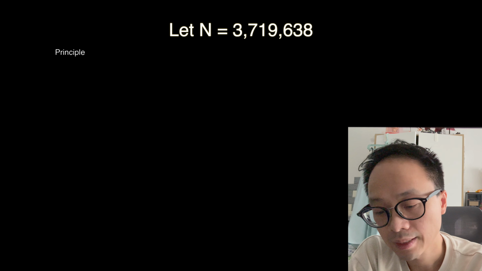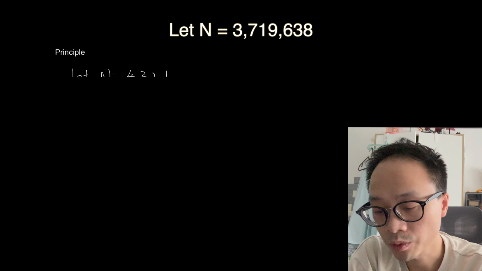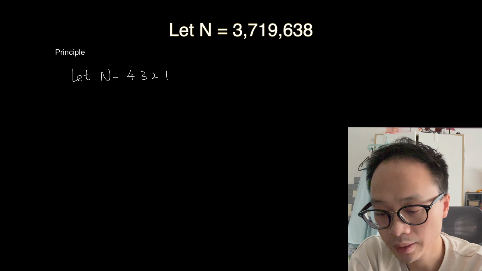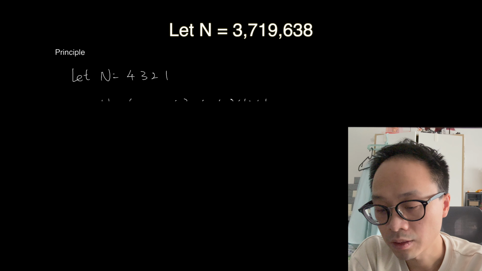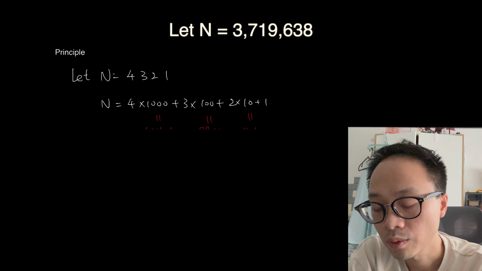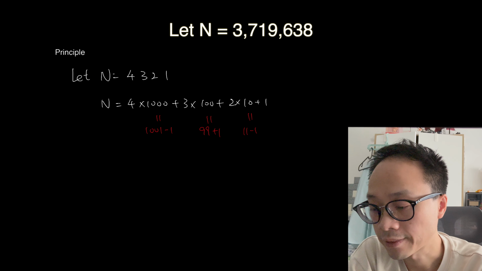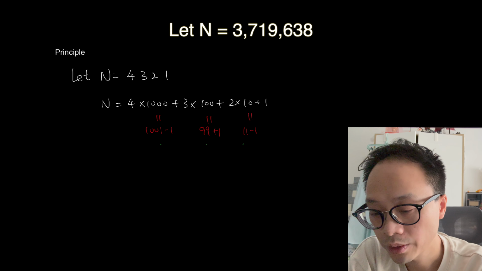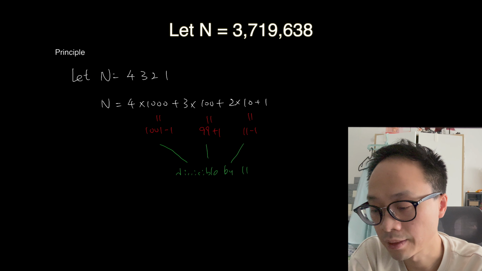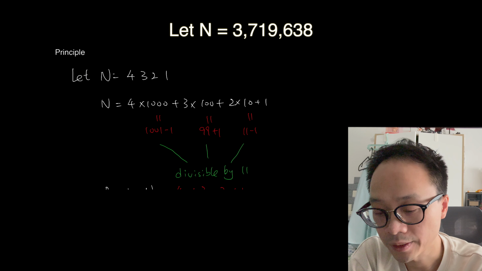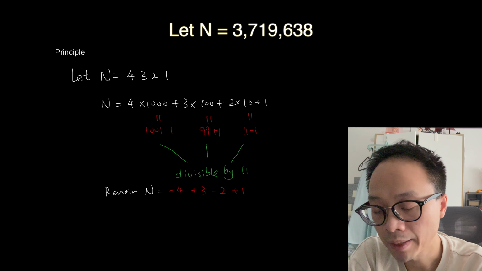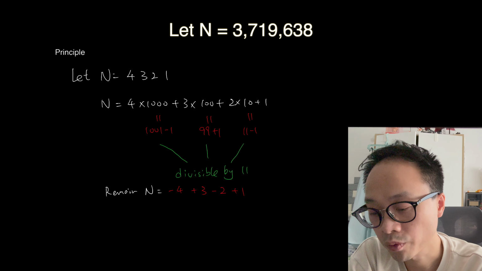Why does this work? Let's say a number is equal to 4,321. We can reform that as 4,000 plus 300 plus 20 plus 1. 1,000 is equal to 1,001 minus 1. 100 is 99 plus 1. And 10 is 11 minus 1. 1,001 and 99 and 11 are divisible by 11. So we can ignore them. And the remaining numbers are minus 4 plus 3 minus 2 plus 1.